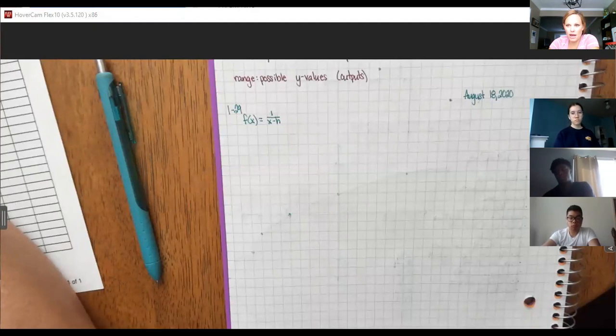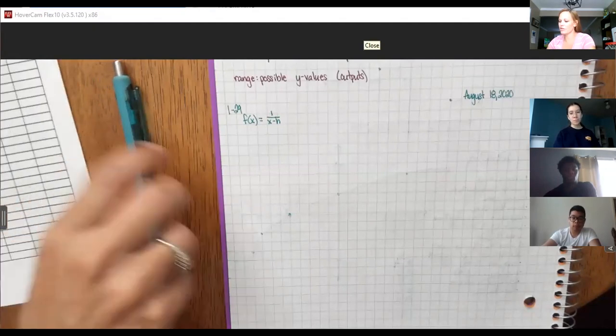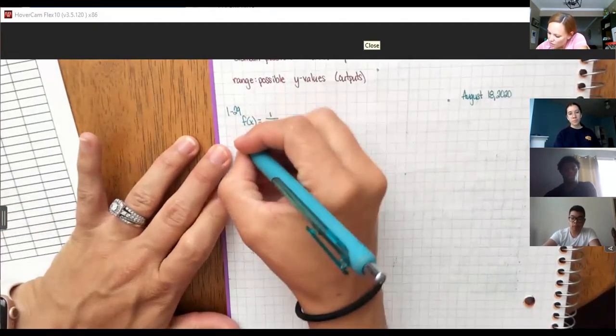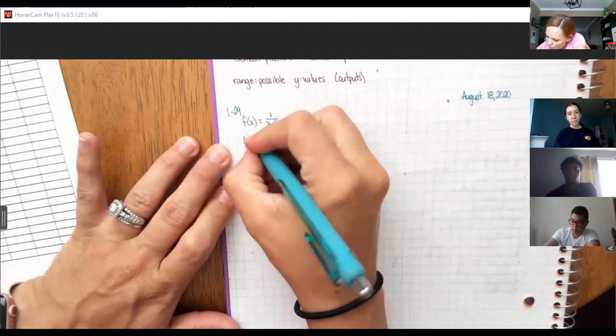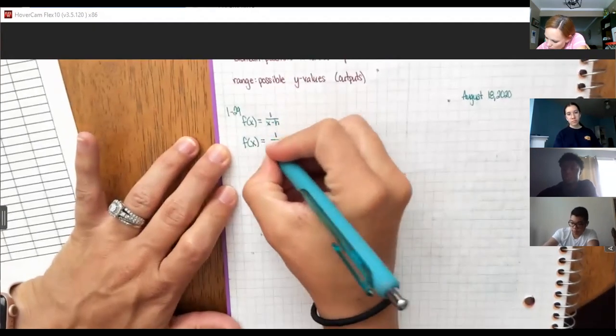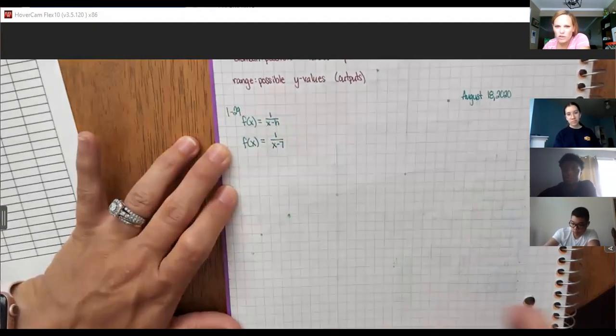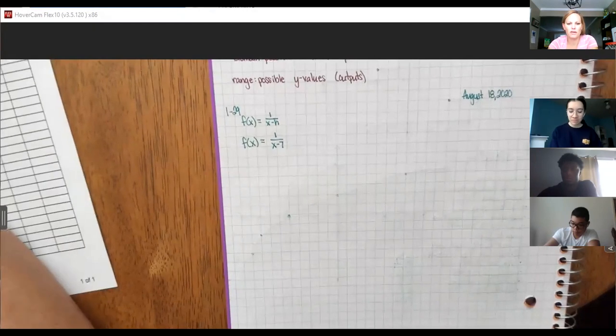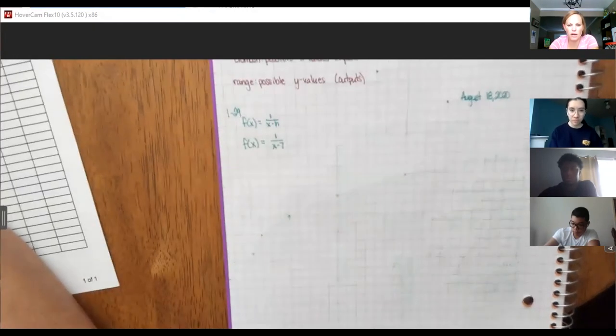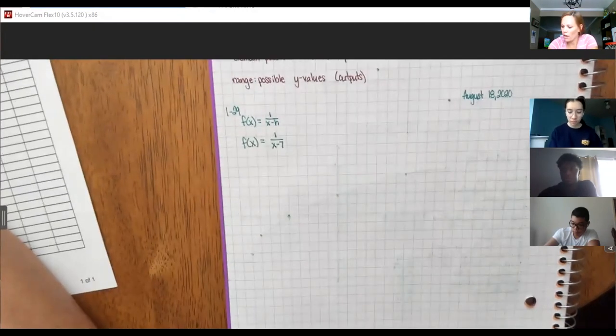Does anybody have a favorite number they want us to use? No? Okay. The book said 7, so we can just go ahead and do 7 for ours. So we're going to investigate this function f of x equals 1 over x minus 7.